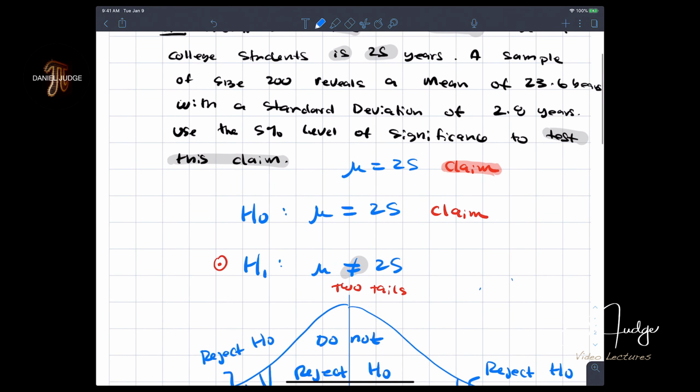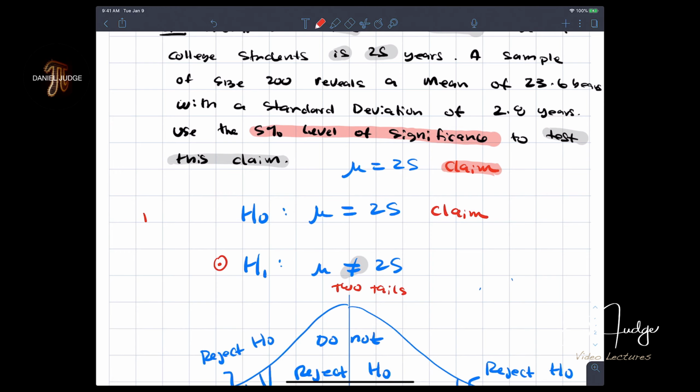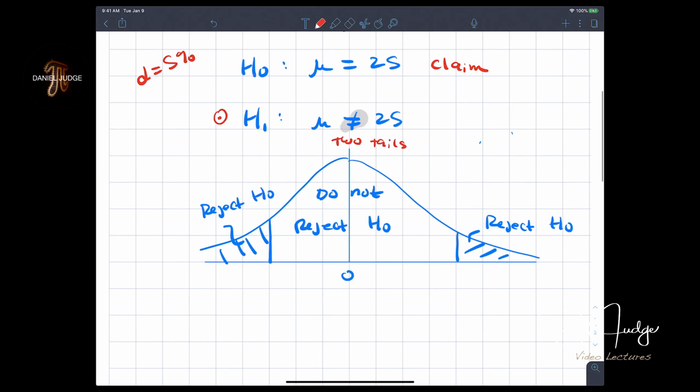And I'm going to say this to you guys. They're telling you here to use, I'm going to color this, the 5% level of significance to test this claim. This is 5%. What that means here is simply alpha here is 5%. And if alpha is 5%, 2.5% is in each tail. We just need now the critical values. There's two.